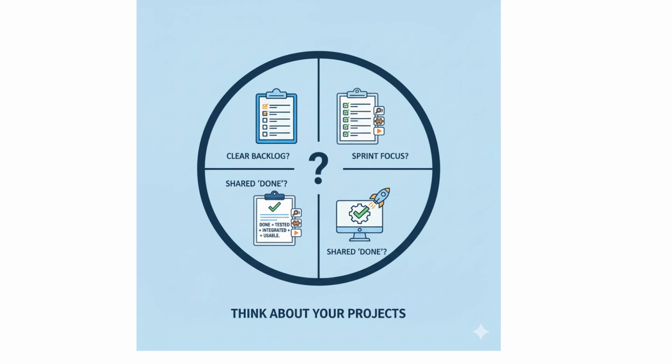Think about your projects. Do you have a clear, prioritized backlog? Do you know exactly what your team is working on this sprint? Do you have a shared definition of done for completed work? If not, Scrum artifacts could help bring clarity and alignment.